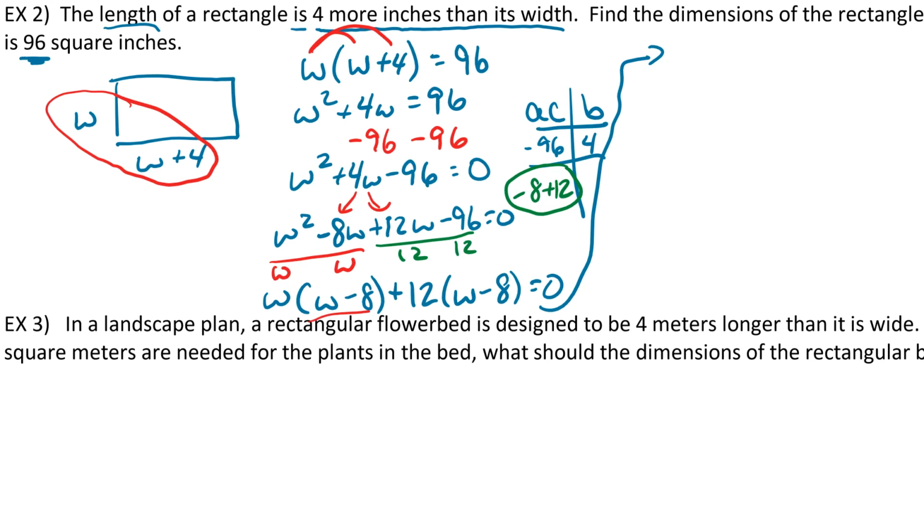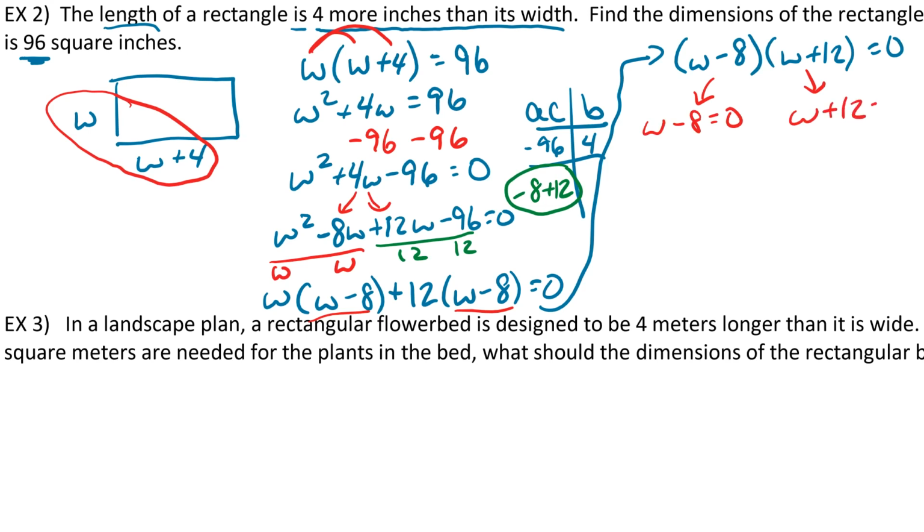Insides match. So we're going to have W minus 8 times W plus 12 equals 0. And now we set them both equal to 0. So we're going to have W minus 8 equals 0, W plus 12 equals 0, which is going to give us W equals 8 and W equals negative 12.